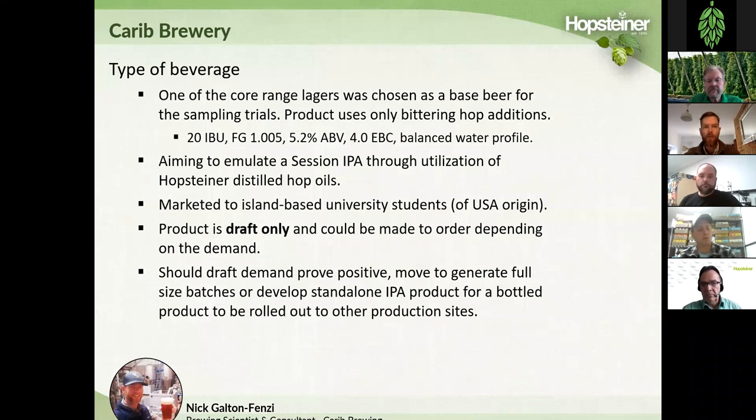When we're running a full bottling scale at that size plant, we're looking at about 40,000 275 mil bottles. So the draft only was a good way of being able to test the product within the market without having to go to the extent of new bottle branding. We could just run pump clips, so tap handles, to be able to sell this new version of the product. Should it prove more popular, then we can roll it out through other production sites.